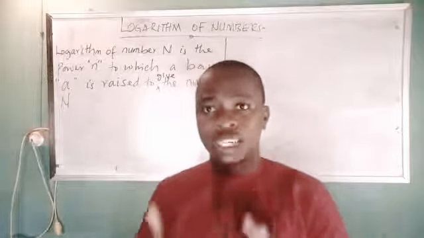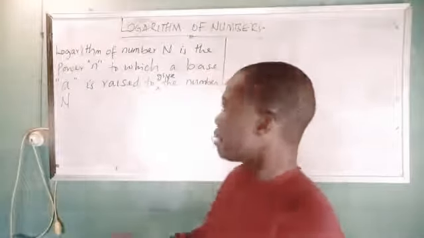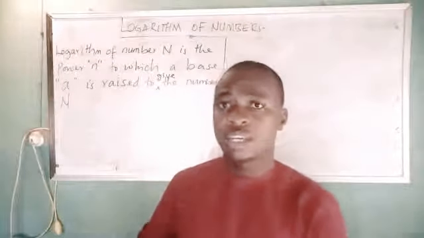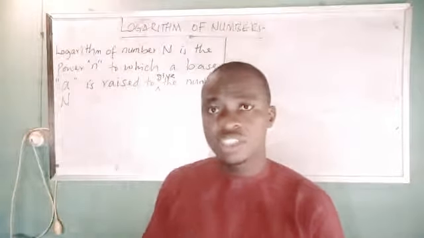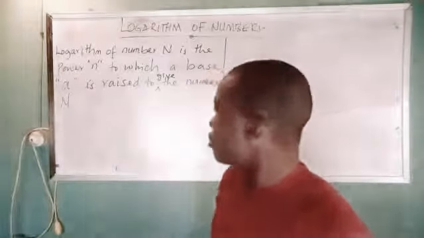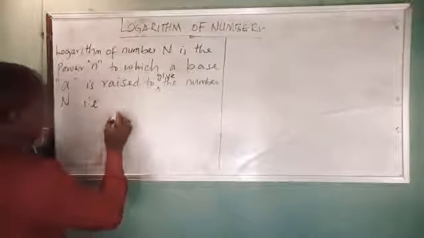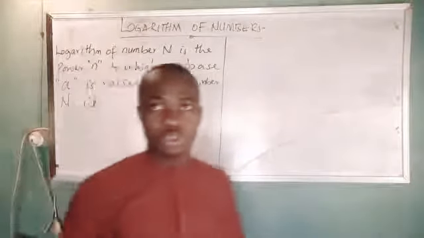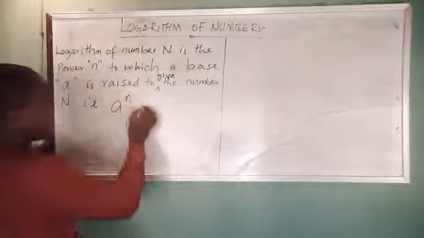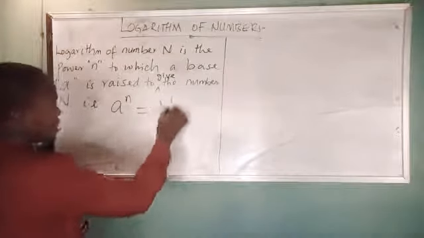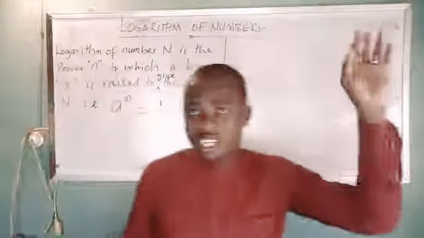Definitely, we have two relationships there: the relationship between the index form and the logarithm form. That is the difference between indices and logarithm here. So what this is trying to say is that if we start from index form, let's say we have a to power n equals capital N. That is, N is representing any kind of number.